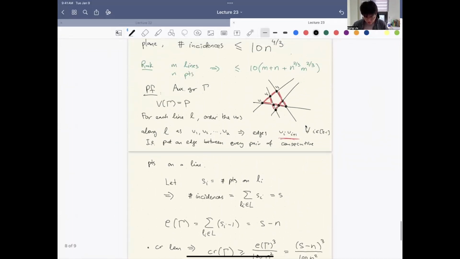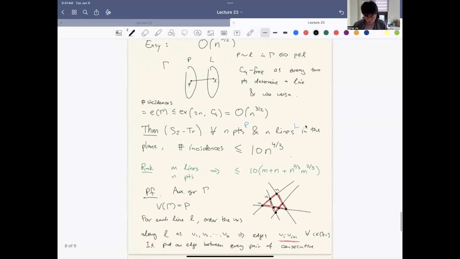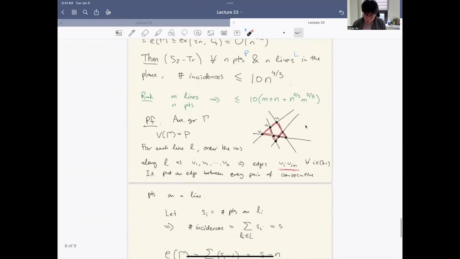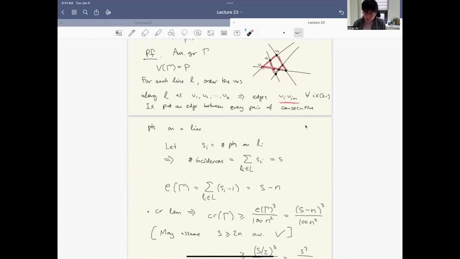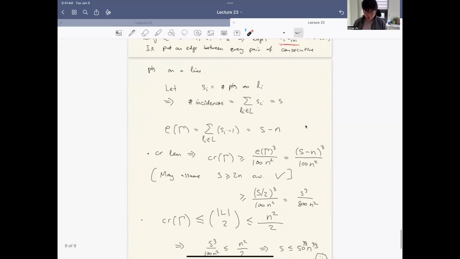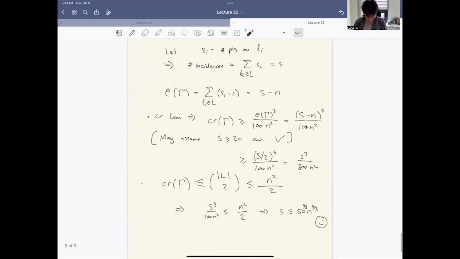Let's review the proof. Basically, you just do this auxiliary graph. For a line point arrangement, you build this auxiliary graph where the points are the vertices and the edges are those segments between consecutive points on the line. Then we can associate the number of incidences to the number of edges. Incidences is just precisely the number of points, the size of each line, summed up. We can then double count the crossings. The lower bound comes from the crossing lemma. The upper bound comes from trivially every crossing caused by 2 lines, so n choose 2. That's it.